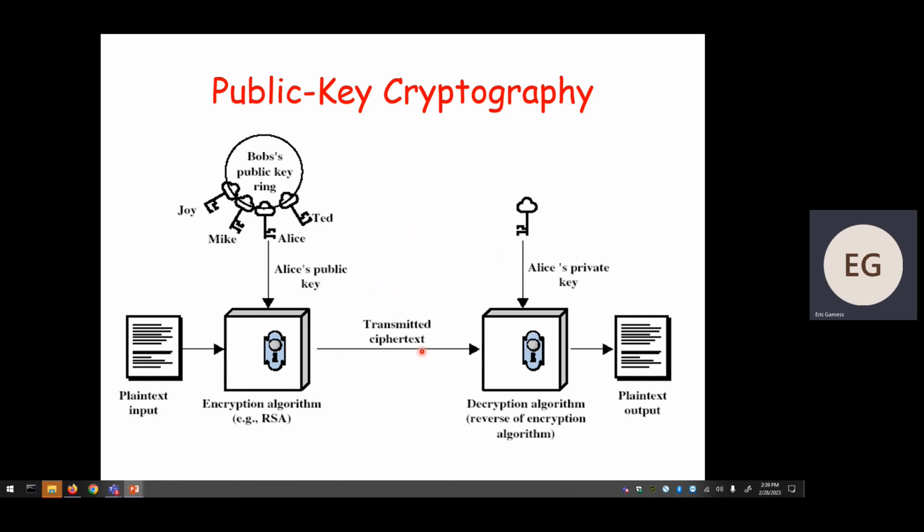This is the idea. So as you can see here, Bob has the public key of Alice, but also the public key of all the coworkers or friends. So when Bob wants to write a message to Ted, and he wants the message to be private, Bob will use the public key of Ted. So Bob has a keyring, and in the keyring he has the public keys of all his friends or co-workers.